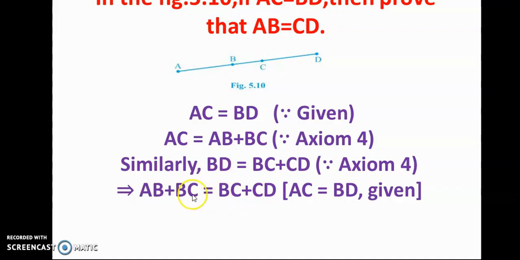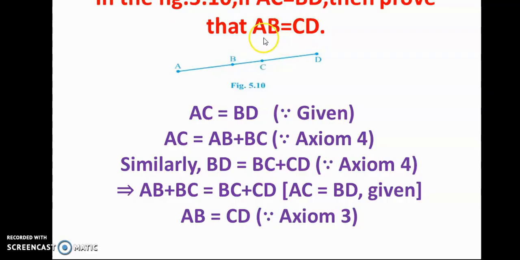Here, in this equation, BC is common to both LHS and RHS. And also you know that according to axiom number 3, if equals are subtracted from equals, then the remainders are equal. No? Here, these two are the equals which are subtracted, and the remainders are AB and CD. These two are equal. This is what you have to prove. AB is equal to CD. Yes, hence you proved it.